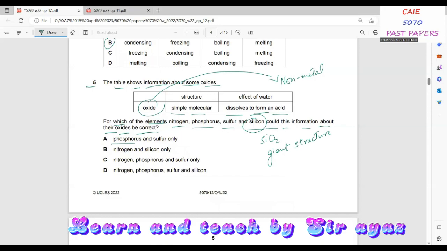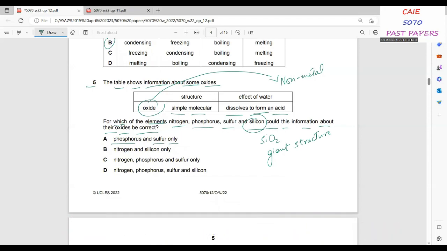A, phosphorus and sulfur only. This is wrong because they are saying phosphorus and sulfur only. B, nitrogen and silicon only. This is again wrong because silicon, as I mentioned, has oxide of silicon with a giant structure. C, nitrogen, phosphorus, and sulfur only. This is the right one. C will be the right one.